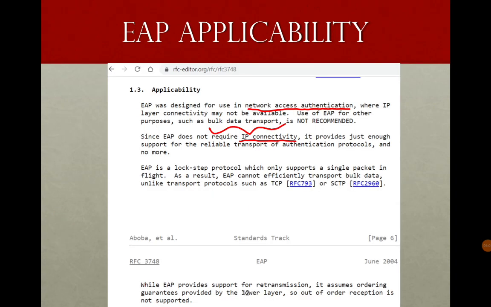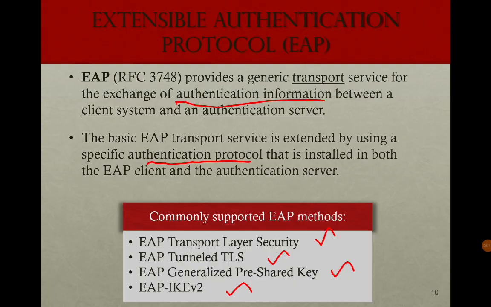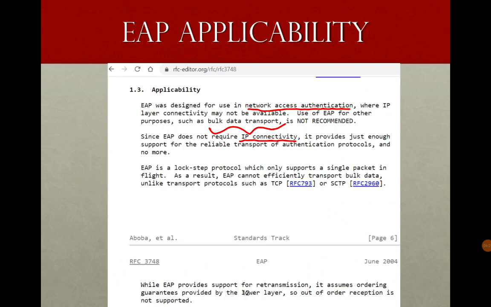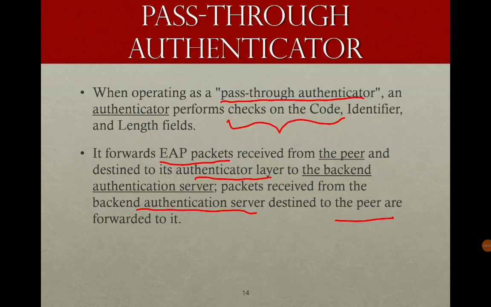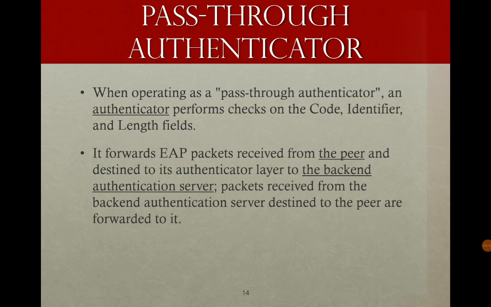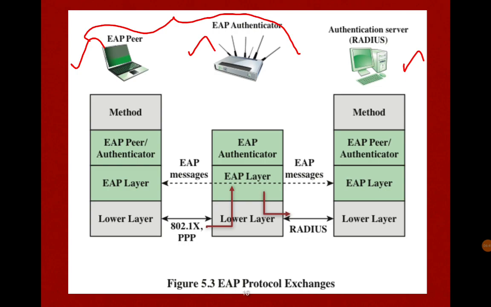Once again, what is EAP? We have studied the definition. It is a protocol which is mainly used for exchanging messages regarding authentication between the client and the authentication server, and it can support a variety of EAP methods. It is used in applications where IP layer connectivity is not available. We have three layers: data link layer, EAP layer, and authentication methods. It may act as a pass-through authenticator, that is, the intermediate between the peer and the server.